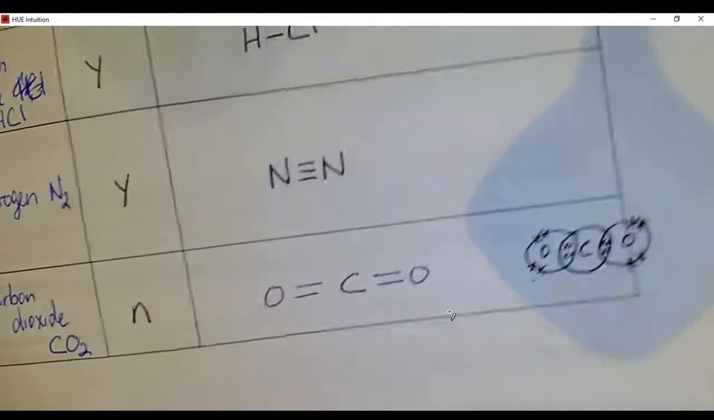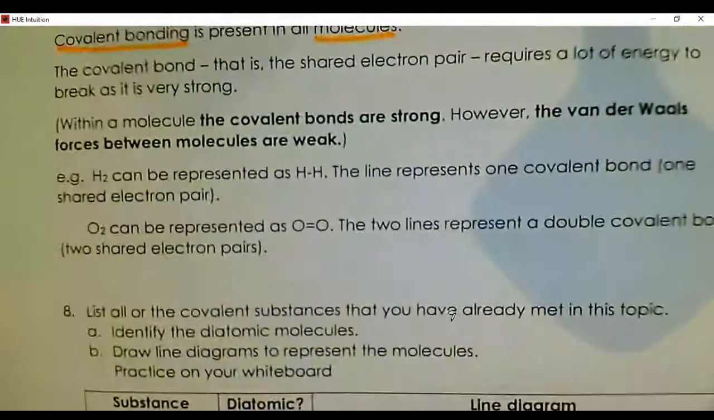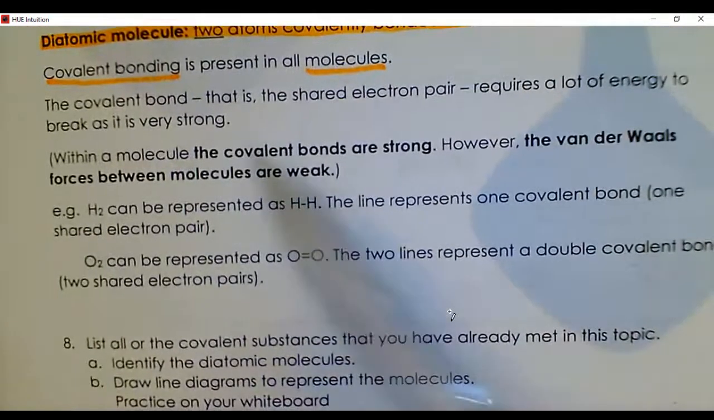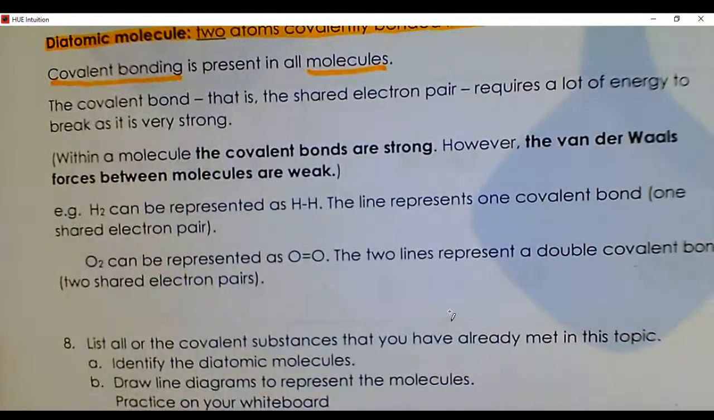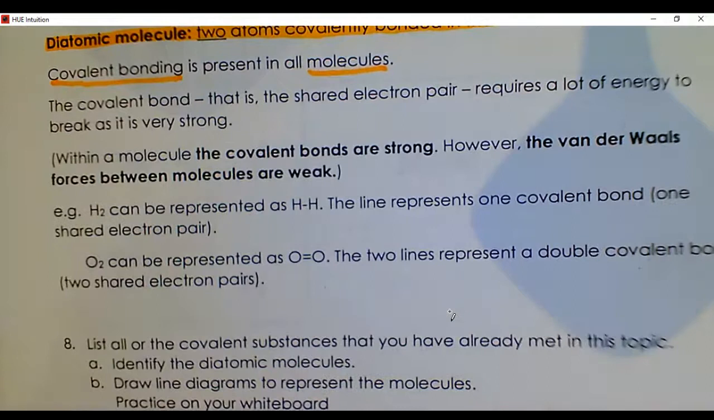Right, now we're ready for the next section. Okay, get rid of that. We're going to go back to page 3, and we're going to look at the nature of covalent bonds. Now, they're really pretty interesting, and you may not think that yet, but you will.